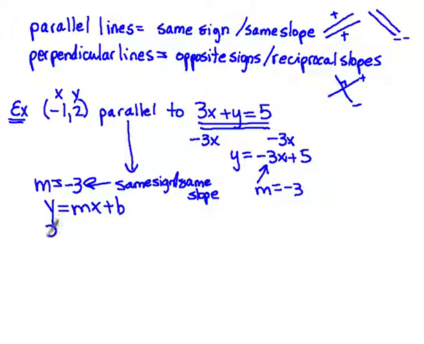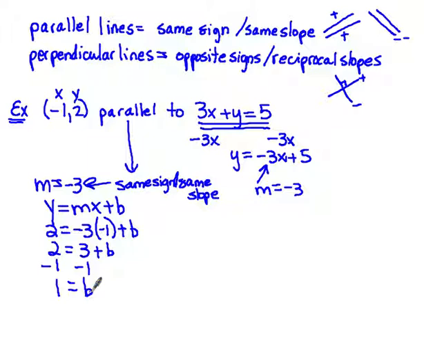My y value is 2. My slope is -3. My x value is -1, plus my b. So I have 2 = positive 3 + b. So I'm going to subtract 1 and have 1 = b. And remember, that's not the end. I have y = -3x + 1, and that would be my answer, -3x + 1.